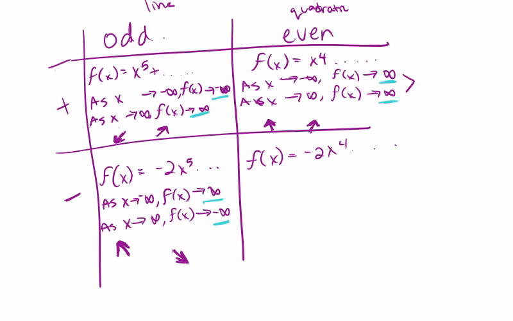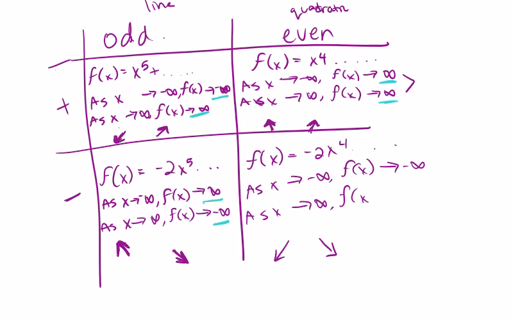Okay, once again, think of a line. And then last one, think of a negative quadratic. Okay, a negative quadratic faces down. So as x approaches negative infinity, f(x) approaches negative infinity. As x approaches infinity, f(x) approaches negative infinity, because the y is going down both places.